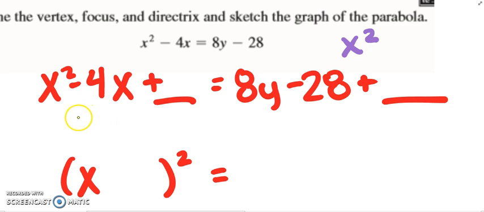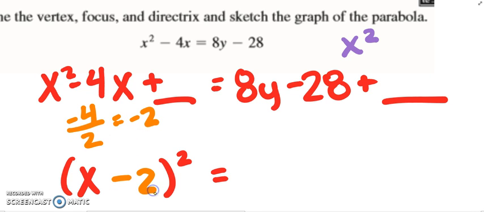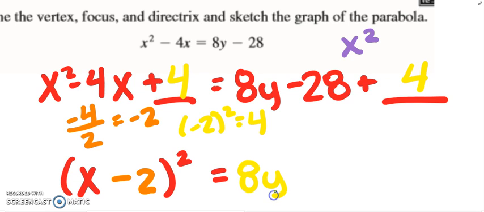What is our b here? So negative 4 over 2 is, that's what goes down here, right? And then you take the negative 2 and square it, and what do you get? And that's what goes up here. And you can check, is negative 2 squared? That would be a negative 2 times a negative 2, which is a positive 4. Negative 2 plus a negative 2 gives us the middle term of negative 4. That's right. And then we combine the right side, 8y, with negative 28 plus 4.